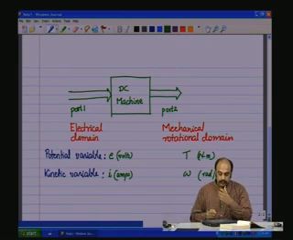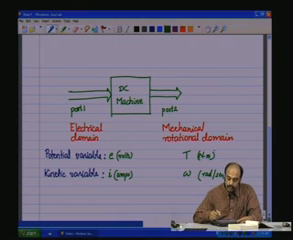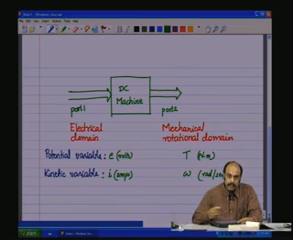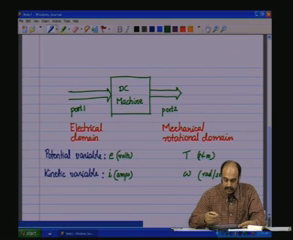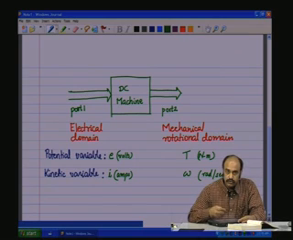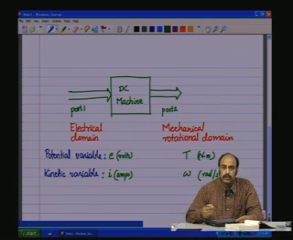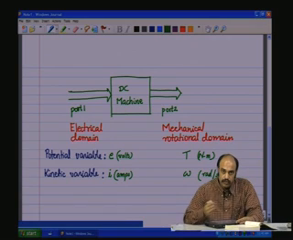So, E on one side, torque on the other side are the effort variables or potential variables. I on the electrical side, omega on the mechanical side are the flow or the kinetic variables. The product of effort and flow on each side is always going to be watts, that is the power flow.